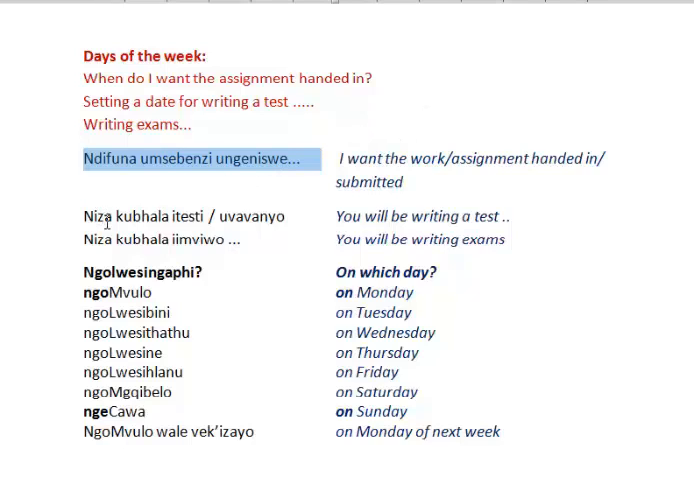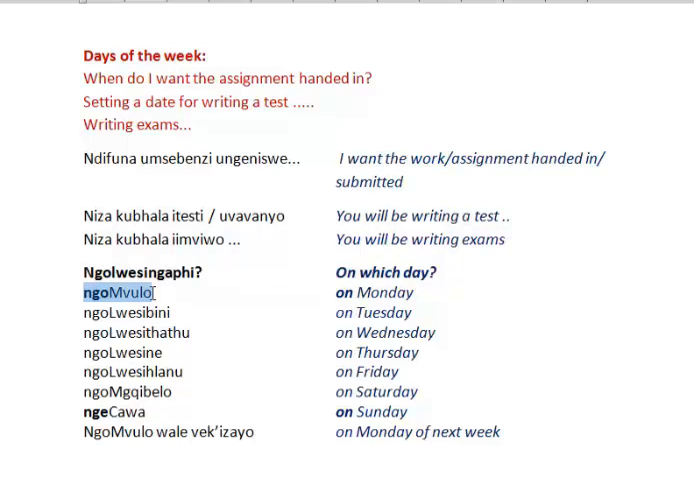And we will come to the time now. Niza kubhala itest, or niza kubhala uvavanyo, you will be writing a test. Niza kubhala imviwo, you will be writing exams. So umsebenzi is the assignment, itest or uvavanyo is the test, imviwo are the exams. Ngolwesingapi, on which day will this happen?